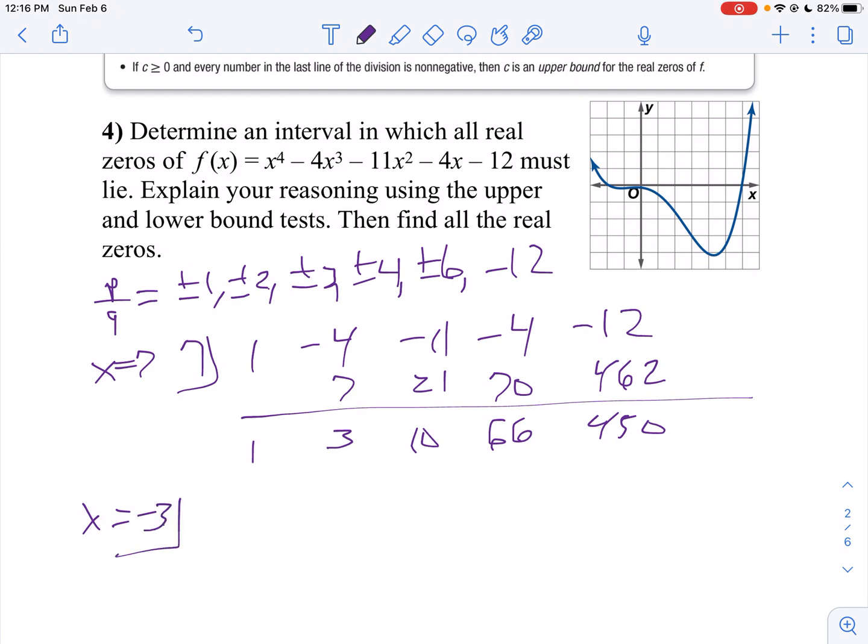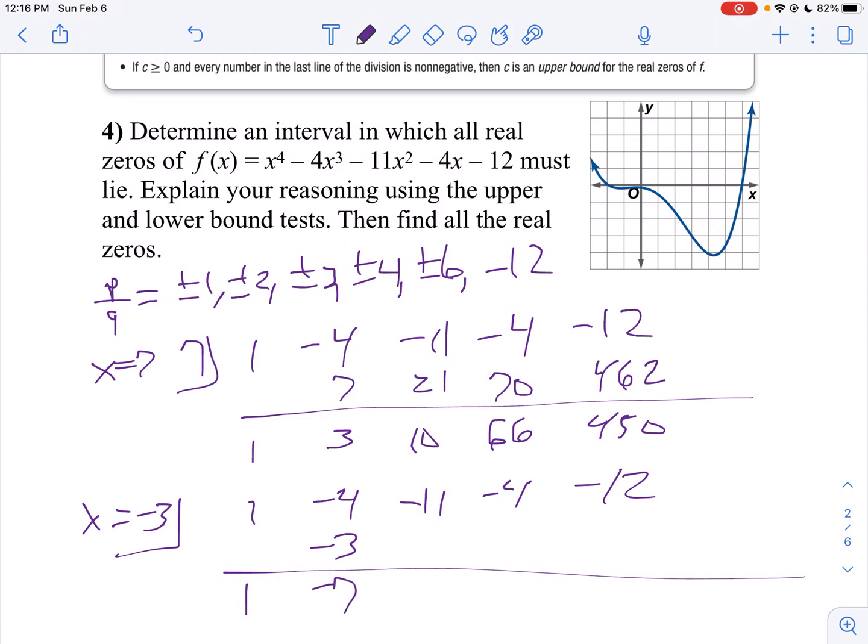So I'm going to go negative 3, with 1, negative 4, negative 11, negative 4, and negative 12. So I bring down the 1. 1 times negative 3 is negative 3, so I get negative 7. Times negative 3 is 21, so I get 10. Times negative 3 is negative 30, so I get negative 34. And negative 34 times negative 3, a negative times a negative is a positive, so 34 times 3 gives me 102. And 102 minus 12 would be 90. Notice how it goes: positive, negative, positive, negative, positive.